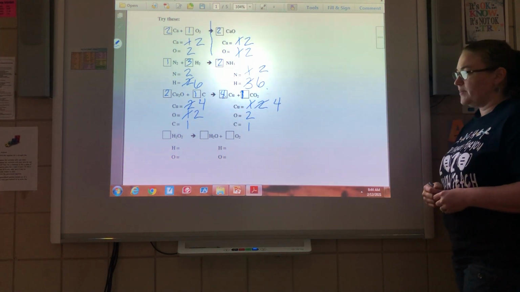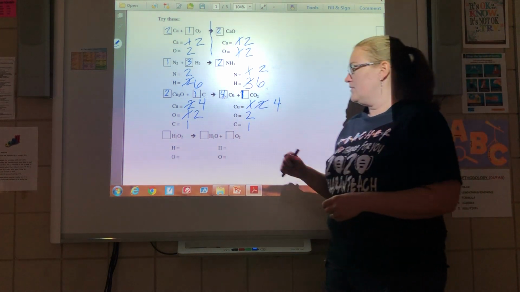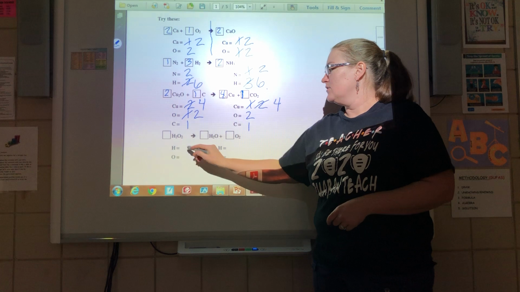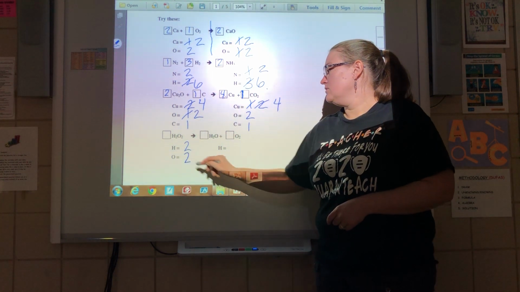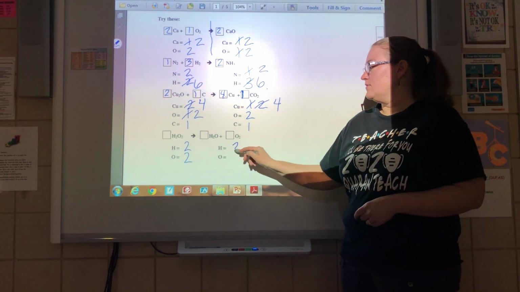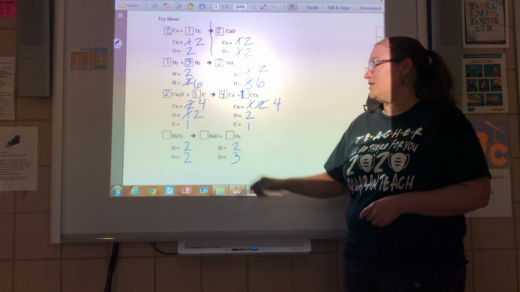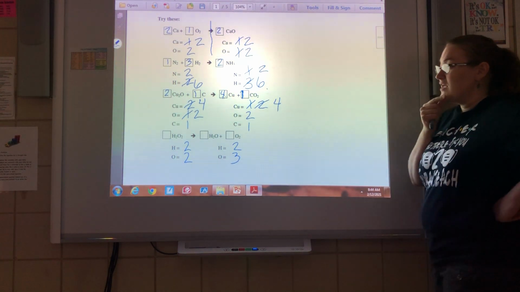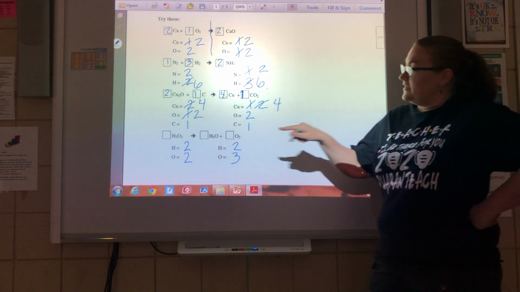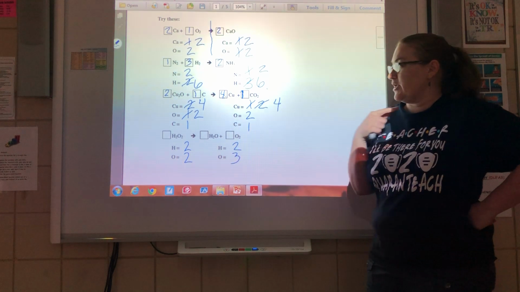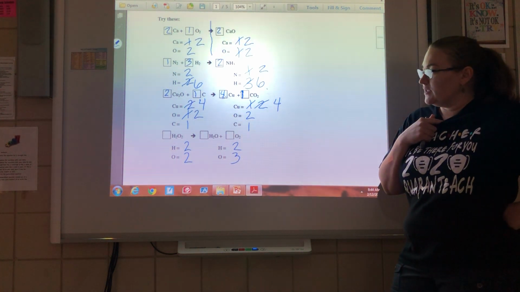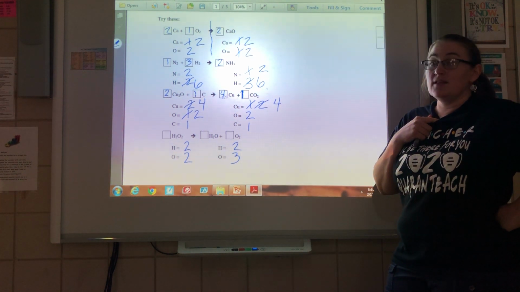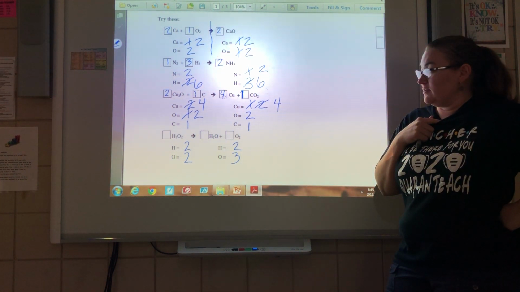All right, let's look at the bottom one. We have hydrogen and oxygen. So how many hydrogen on the left? 2. Oxygen? 2. On the right? 2 hydrogen. 3 oxygen. So we've got hydrogen in balance, oxygen is out of balance. Put a coefficient of 2 in front of the oxygen on the right.